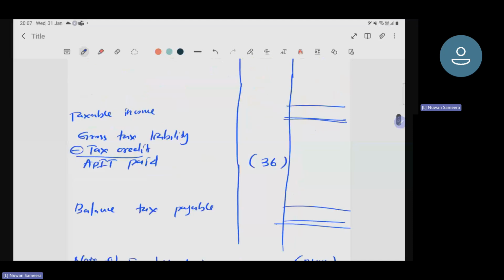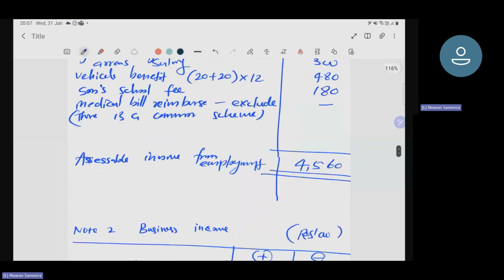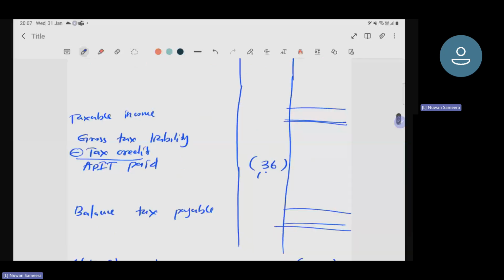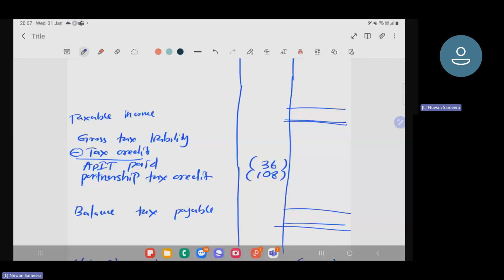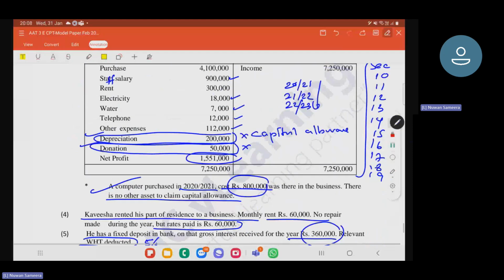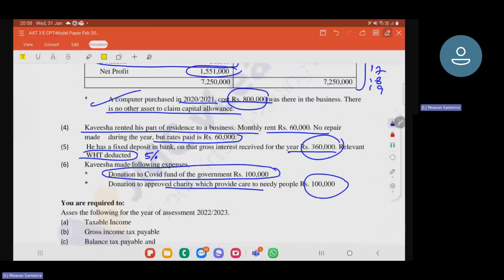3941. Right. So in that case, you can see there was 108 tax credit available from the partnership, which is distributed to Kavisha. So Kavisha rented his part of the residence. There is an investment income.